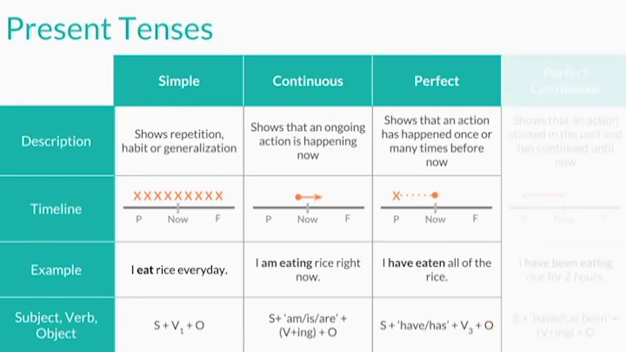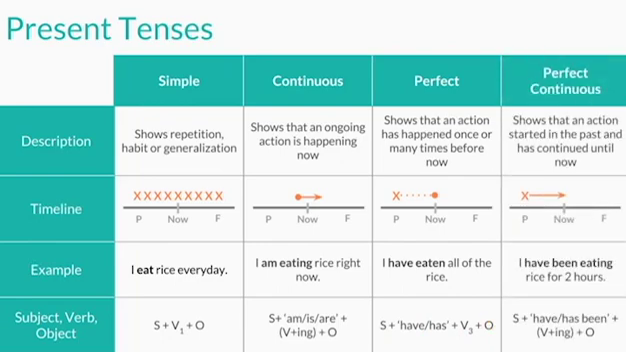The last present tense is the present perfect continuous tense. We use this tense to show that an action started in the past and has continued until now. So if we look at our timeline here, we can see that an action started in the past. Okay, this is where it started, here's right now, and it has continued all the way from the past up until this moment right now, and it's still happening.